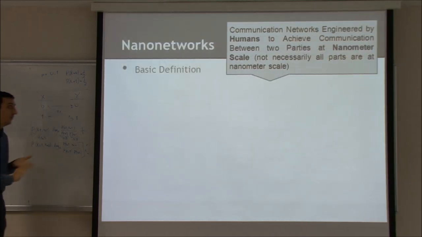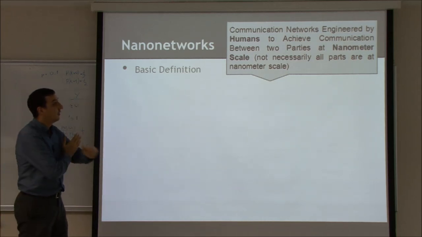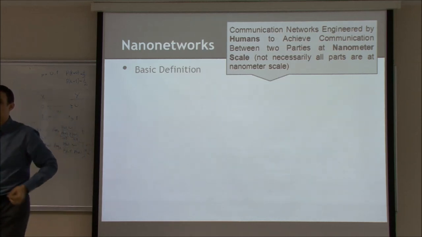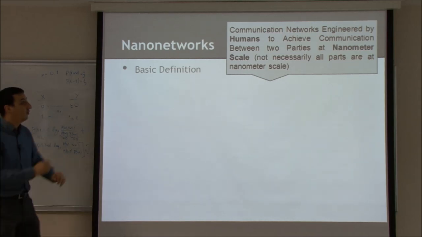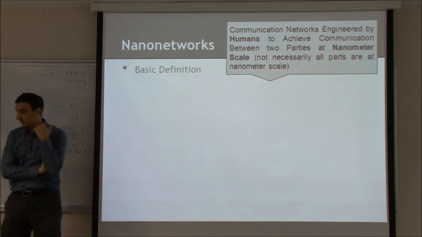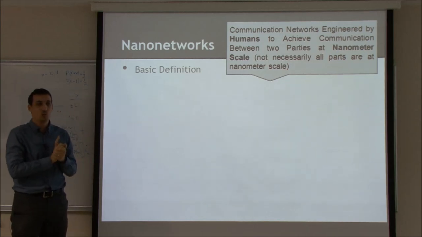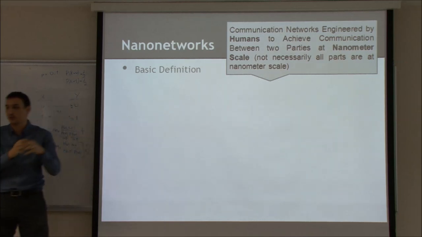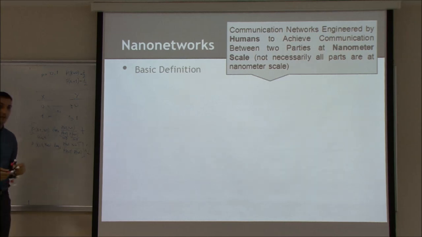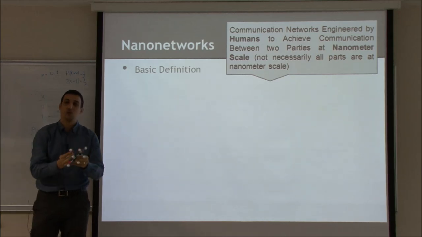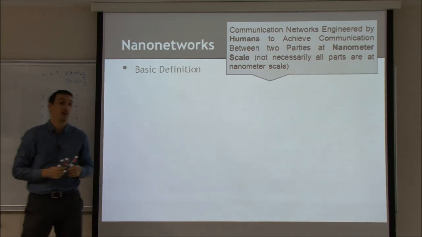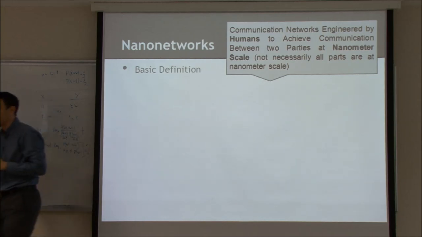So this is the basic definition, first of all, of nanonetworking, nanonetworks. First of all, the communication network must be engineered by humans for achieving a communication between two parties. Communication between two parties at nanometer scale, it says, but not all components need to be at nanometer scale. At least one component or part must be at nanometer scale. For example, in molecular communication, you can be at a micrometer scale as a nanomachine. However, the particles you release to make communication must be maybe at a nanometer scale. Then it's a nanonetworking issue.